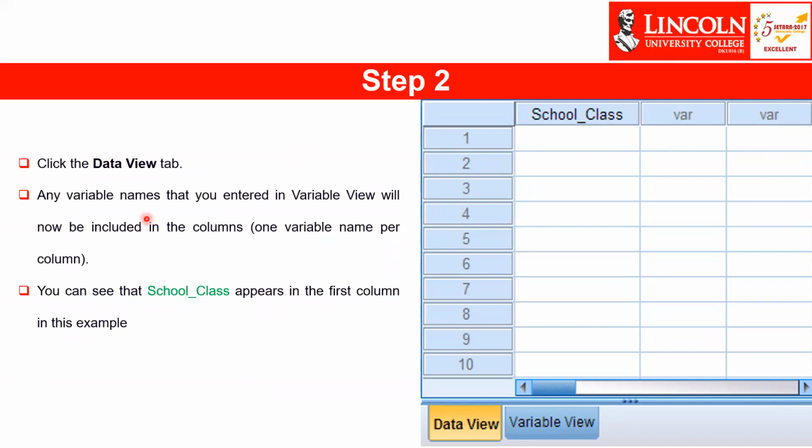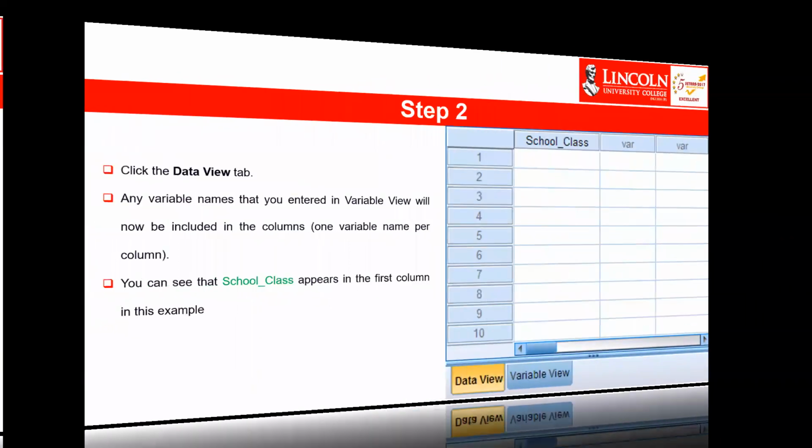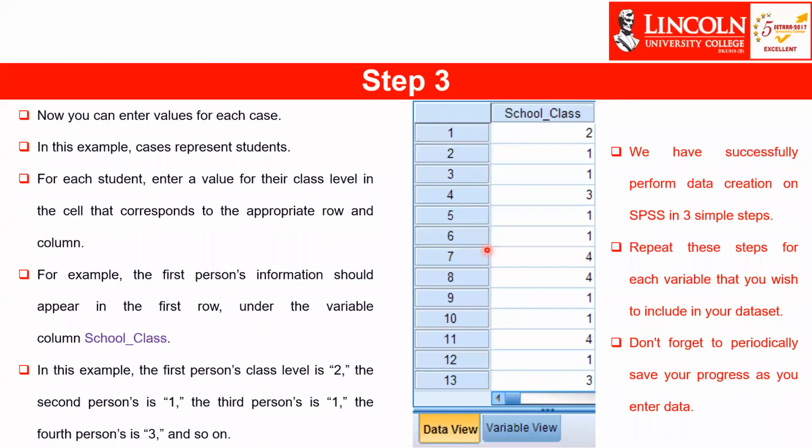So now you see, this is the variable name that we just created in the previous step. We have school class. If we had created more than one variable, we're going to see other variables next to this particular column. You can see that we have this appear at the first column in this example. So the next thing now is to enter the value we want into this particular variable. Remember, 1 for first year, 2, 3, 4, and next. To do that, you can straight away enter values for each case.